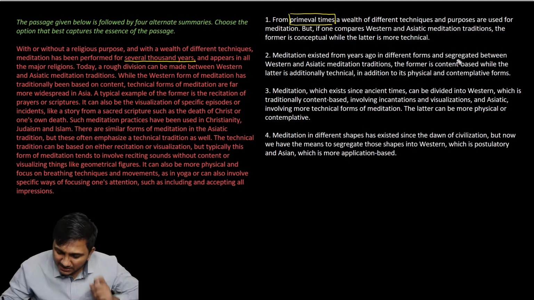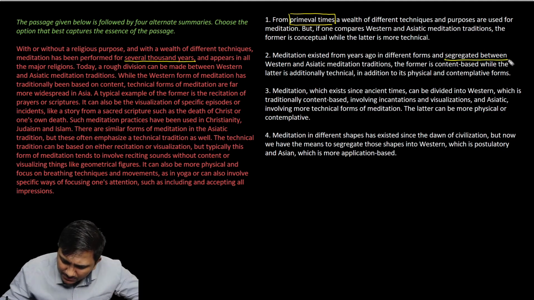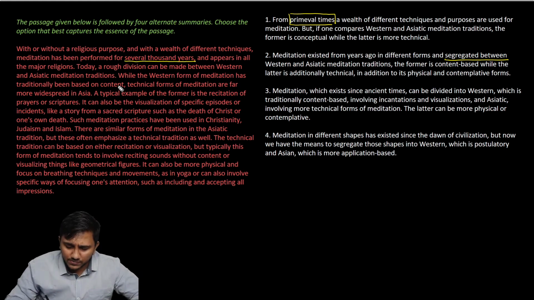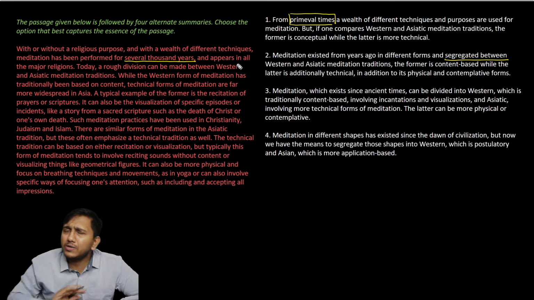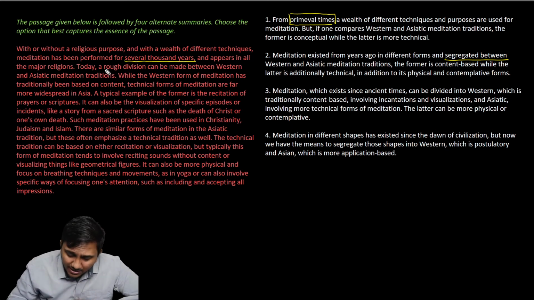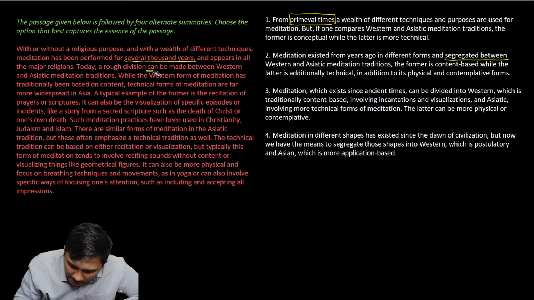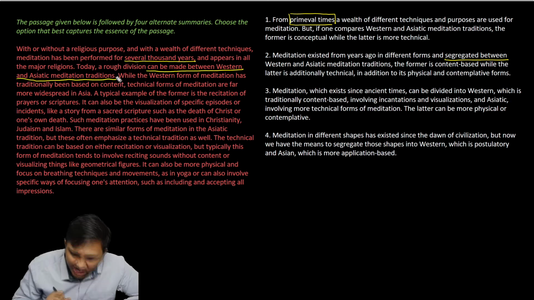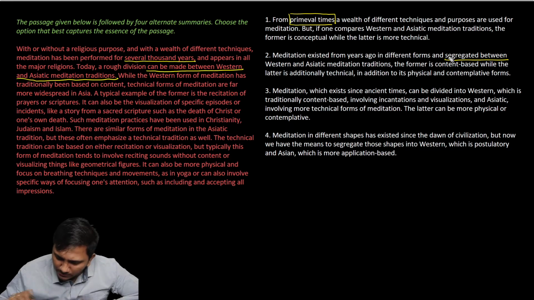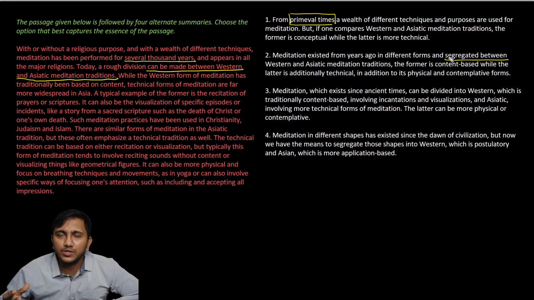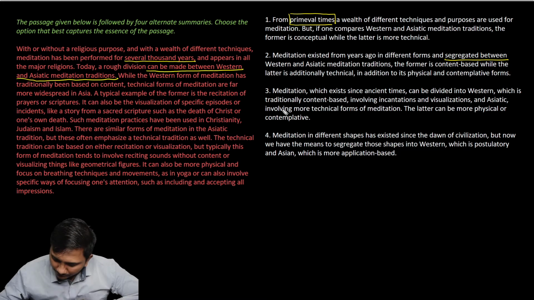See, segregated between doesn't exactly capture what is given in the passage. Because if you look at the paragraph, it says, today a rough division can be made between Western and Asiatic meditation traditions. It was not always segregated as Western and Asiatic. So I would have a small problem there. Let's see if there is something which is not having that kind of a problem.